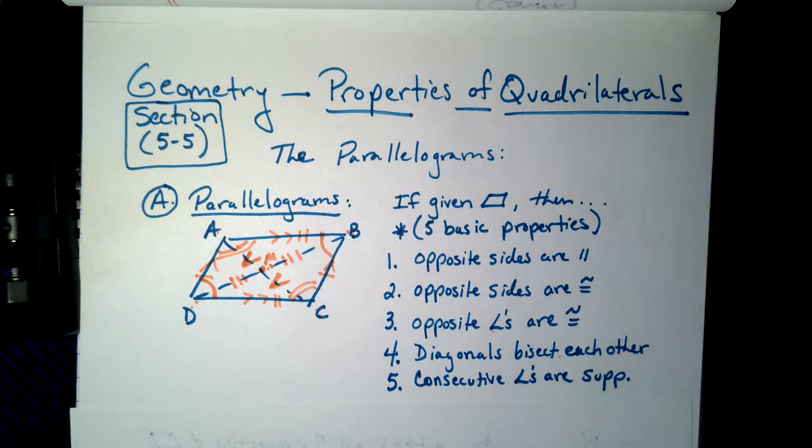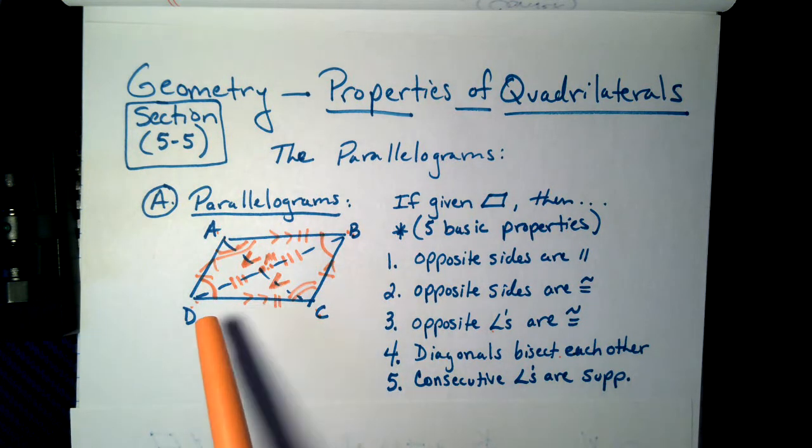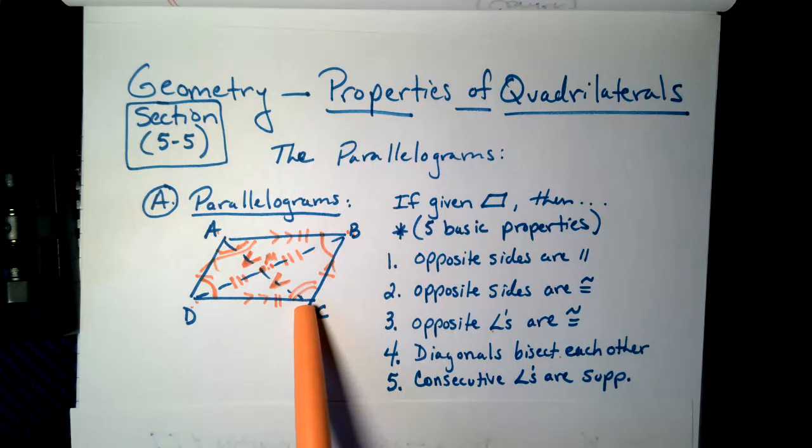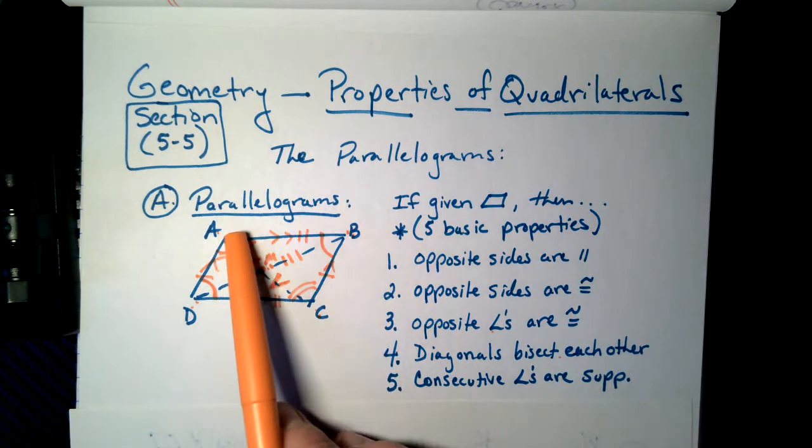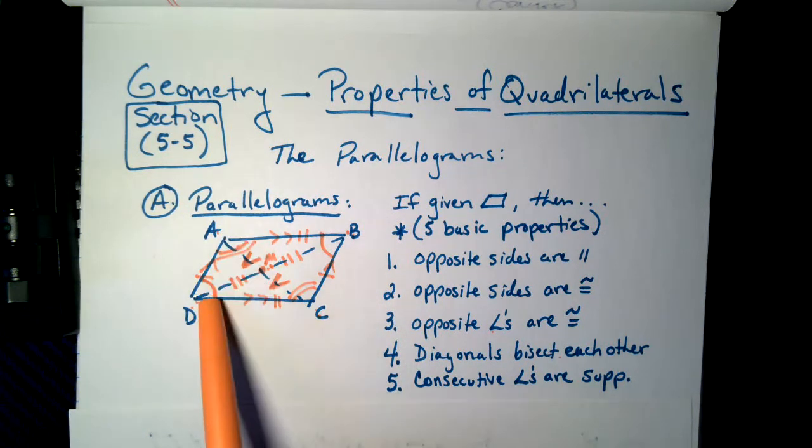And then any two angles in a row, they call them consecutive, like angle D and angle C. They're going to be supplements, C and B. They're going to be supplementary. B and A, they're going to be supplementary. A and D, they're going to be supplementary.